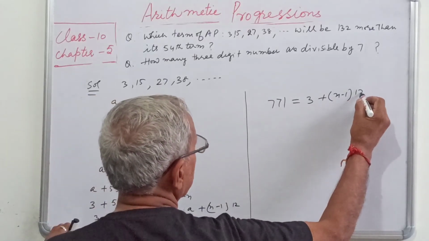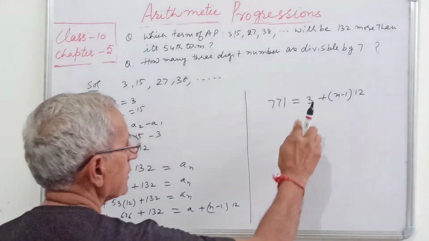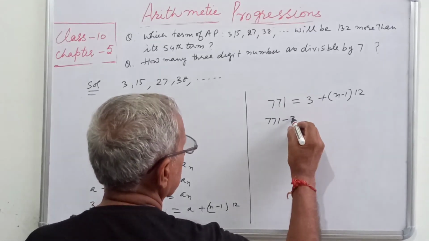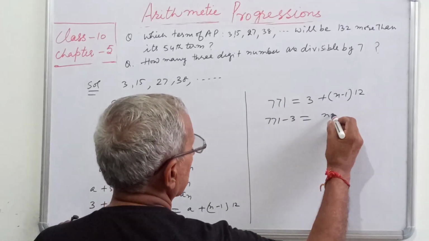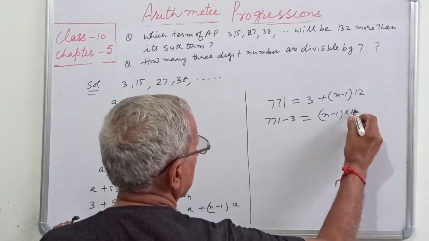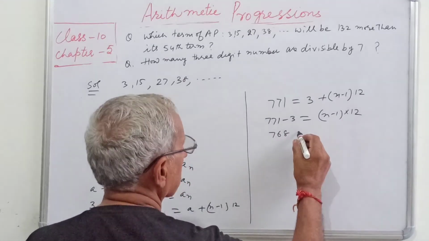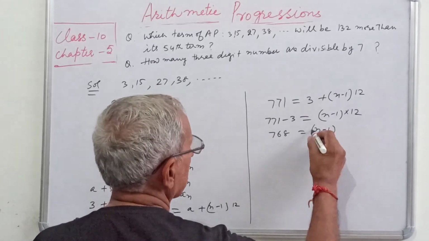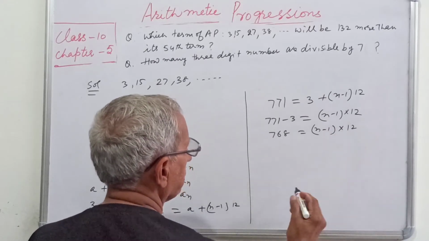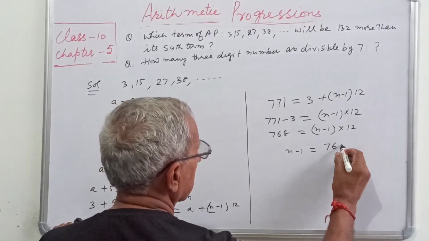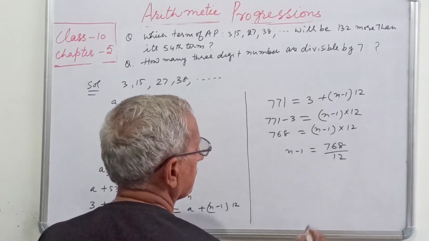12 is the value of d. This is 771 minus 3 is equal to n minus 1 multiplied by 12. So 768 is equal to n minus 1 multiplied by 12, so n minus 1 will be 768 divided by 12.